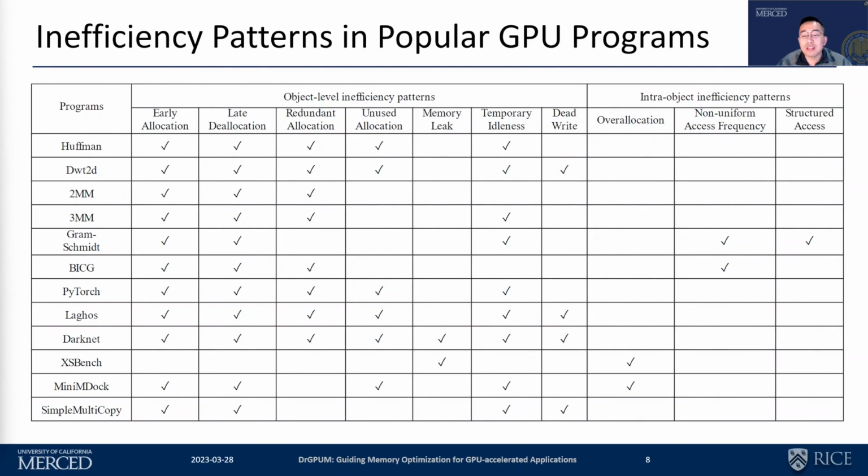This table summarizes the aforementioned memory inefficiencies in popular GPU applications such as PyTorch, Laghos, .NET, and so on. You can see that they are prevalent, especially for early allocation, late deallocation, and temporary idleness.